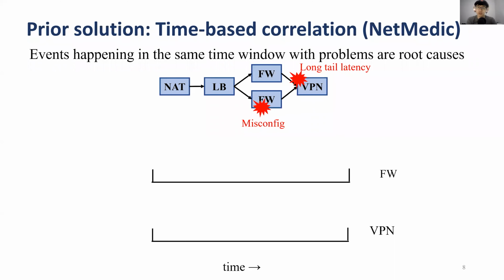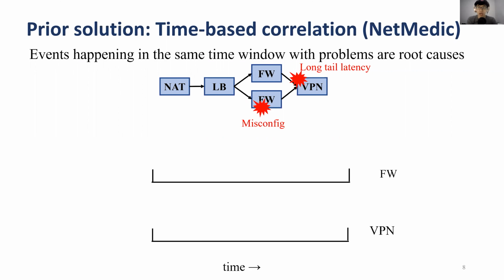Prior solutions use time-based correlations. They assume that events happening in the same time window with the problem are root causes. But this assumption becomes invalid in NFV because of so many micro-level noises. Let's use the previous example to show this. Here we show a timeline of different events in the above example.